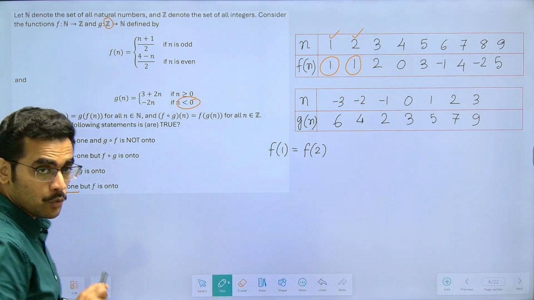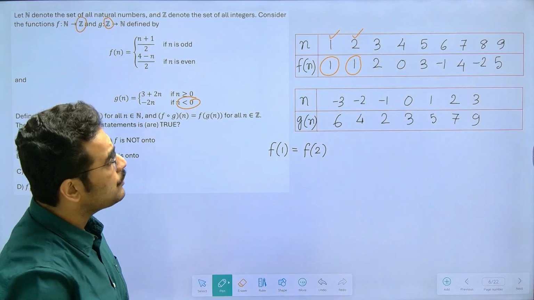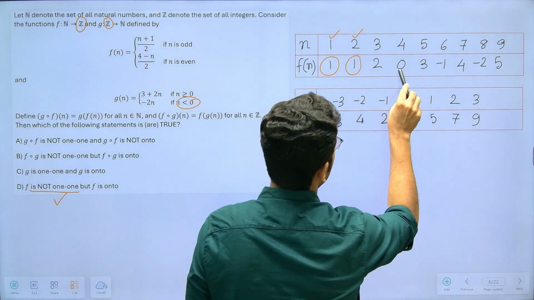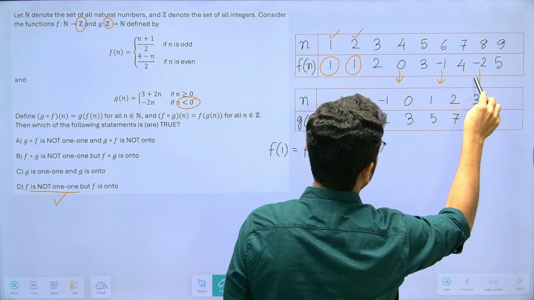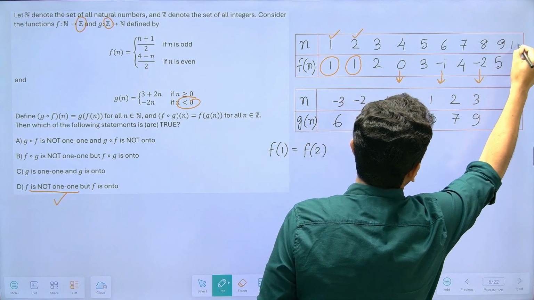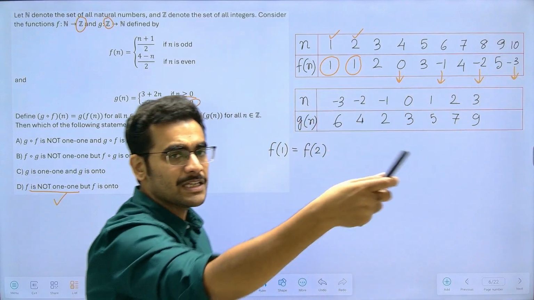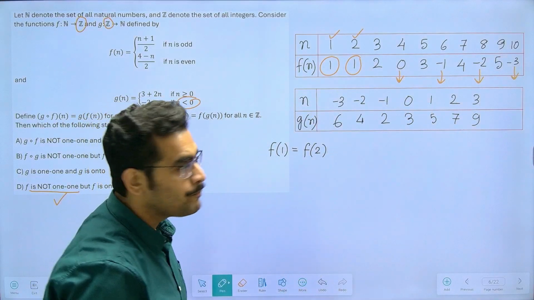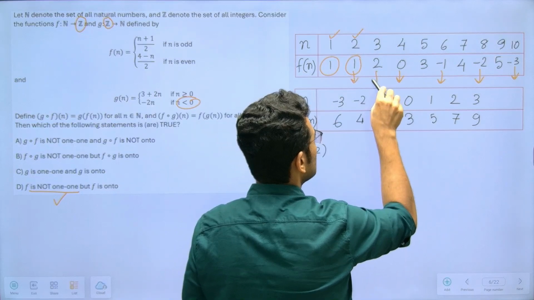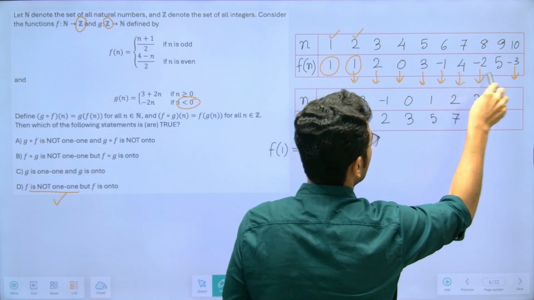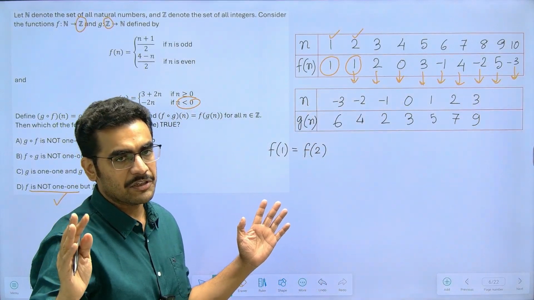But is f onto? What is the codomain of f? The set of integers. If we see the values, 0 is covered. And negative integers will be covered: minus 1, minus 2, and next for 10 it will be minus 3. So minus 1, minus 2, minus 3, minus 4, all the negative integers will be covered. 0 is covered and positive integers are also covered: 1, 2, 3, 4, 5, next 6, like that. So all the integers are covered by the function f.